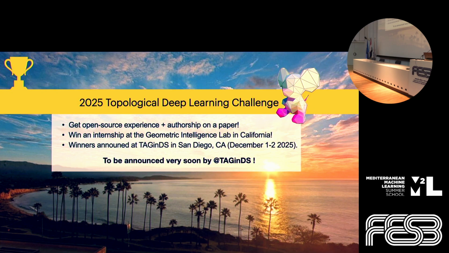So this will be announced by Topology and Geometry in Data Science, on their Twitter, really soon. This is a conference that's going to happen right before NeurIPS in San Diego. You don't have to come to NeurIPS to participate, but you will get recognition and you will get authorship on a paper if you just so much as submit. So that's a really cool reward, especially for earlier researchers.